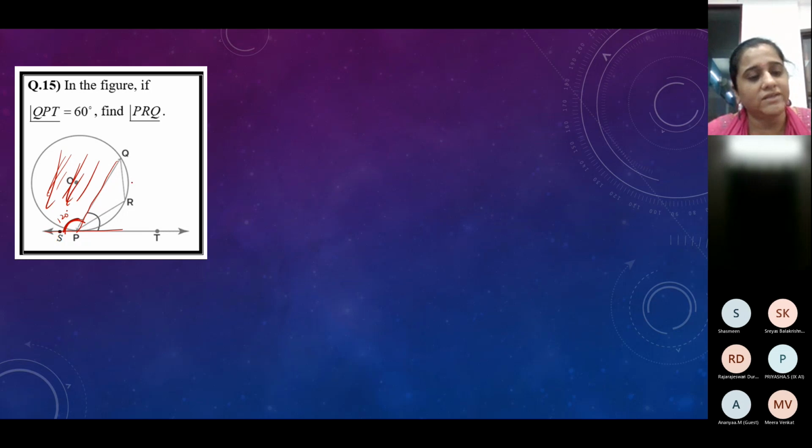Take the other segment. This is the circumference of the other segment, and you can see the point R on the circumference of the alternate segment. Join P to R, Q to R, the ends of the chord. So this angle is equal to this angle. So PRQ is equal to 120 degrees, by the alternate segment theorem.